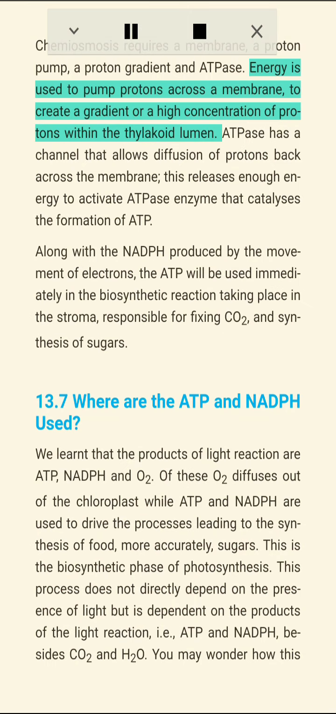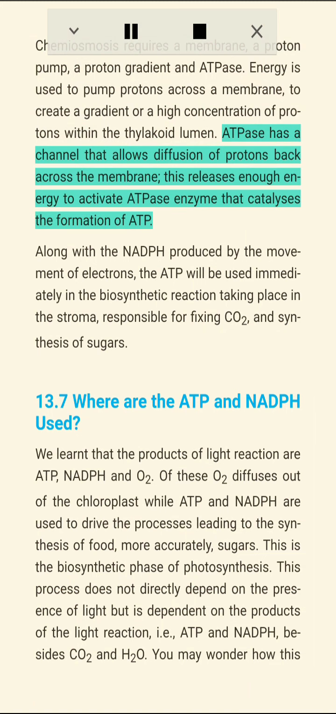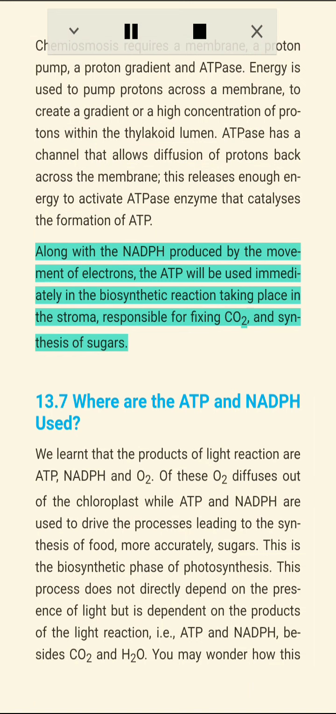Chemiosmosis requires a membrane, a proton pump, a proton gradient, and ATPase. Energy is used to pump protons across a membrane to create a gradient or a high concentration of protons within the thylakoid lumen. ATPase has a channel that allows diffusion of protons back across the membrane. This releases enough energy to activate the ATPase enzyme that catalyzes the formation of ATP.